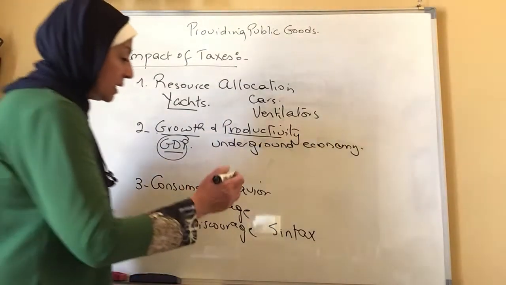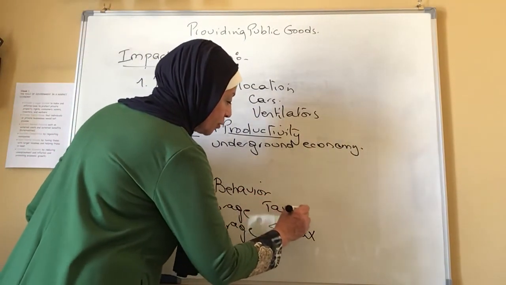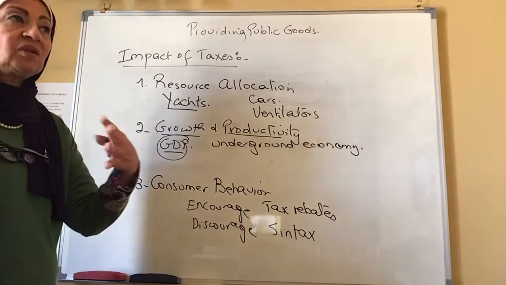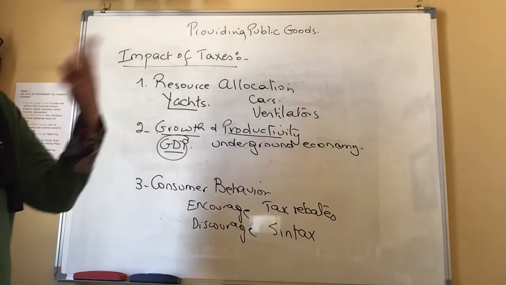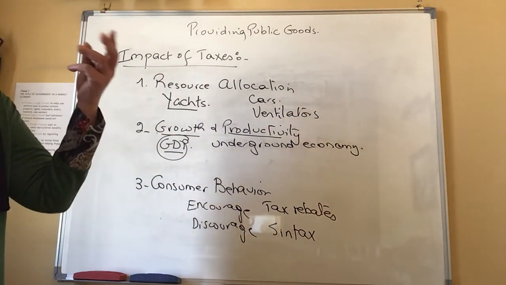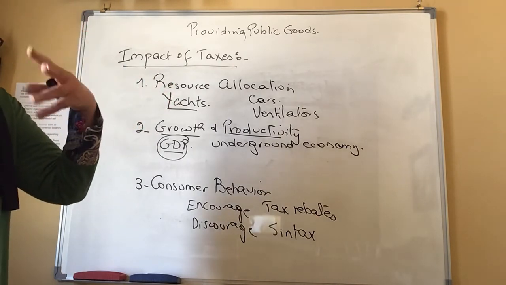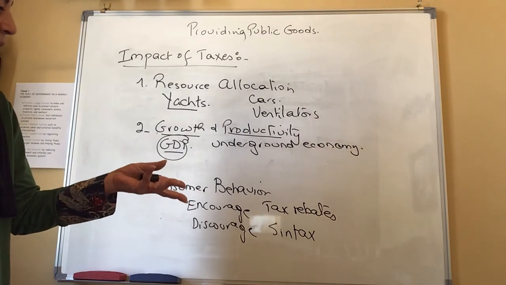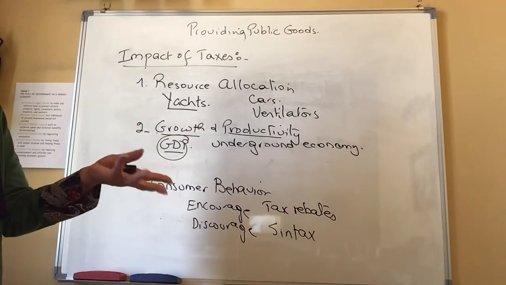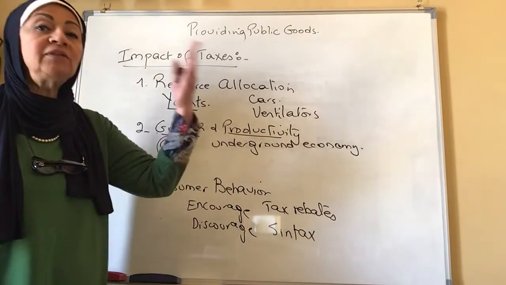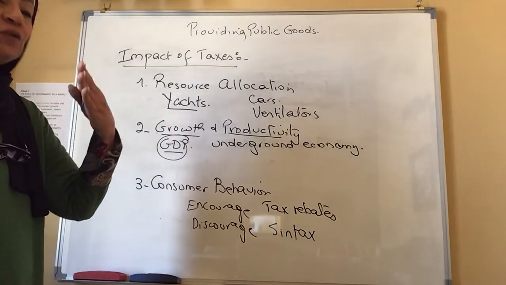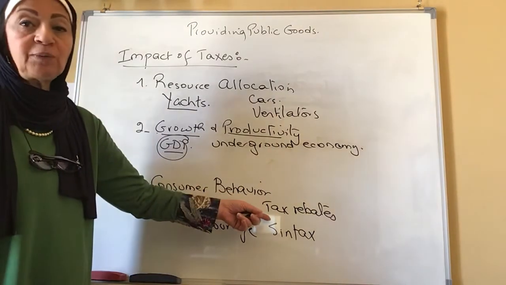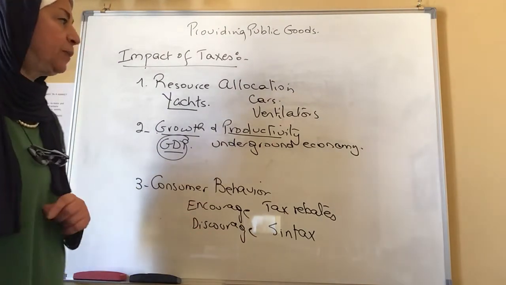Encouraging is like tax rebates. It might tell people that if you pay a lot of money on educating your kids or on growing plants in your area to offset the effect of pollution and so on, I will reduce the taxes I impose on your income. Then it is encouraging people to do that, discouraging people to do that.